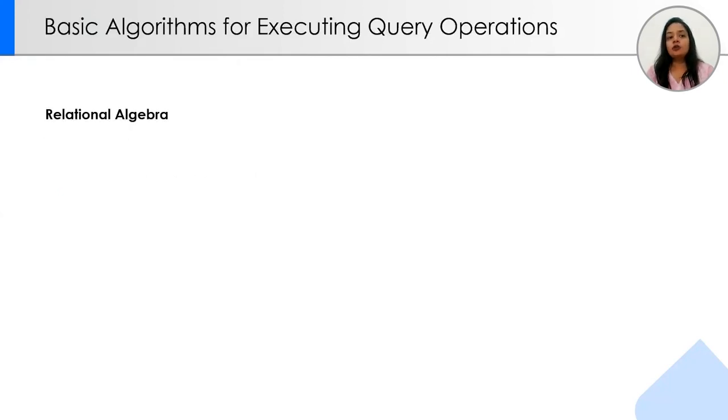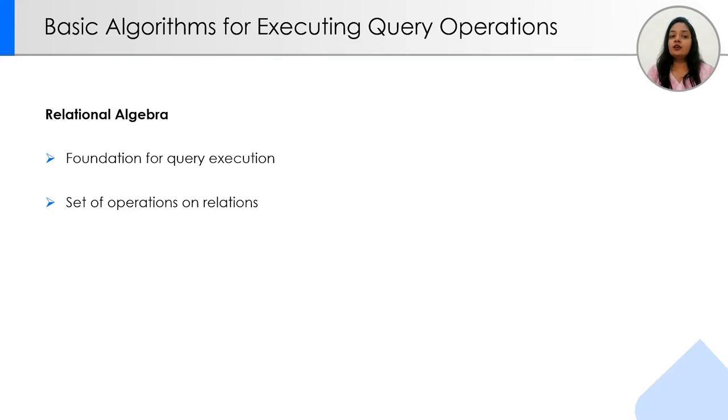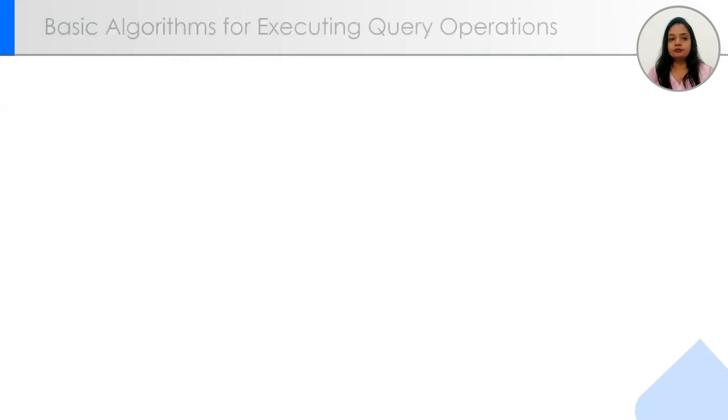Now let us talk about relational algebra once again. As we learnt in the previous session, this is the foundation for query execution, and it is a set of operations on relations. There are different operations such as joins and union that are performed, and through them you can manipulate the data. The operations in relational algebra are selection, projection, join, and union.